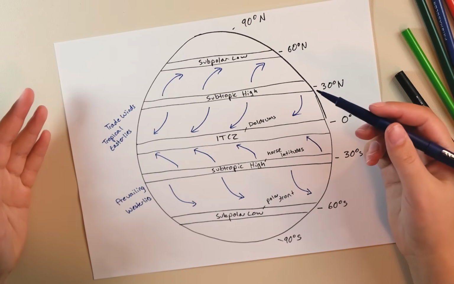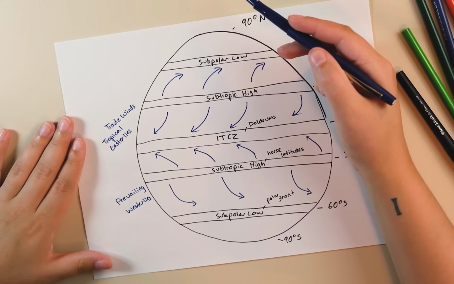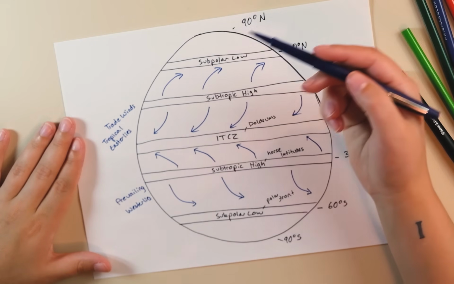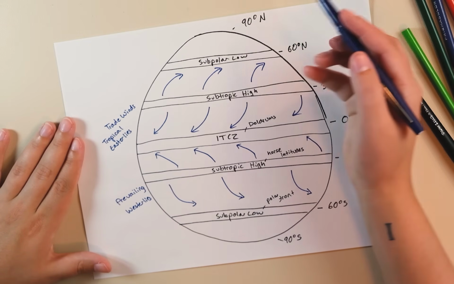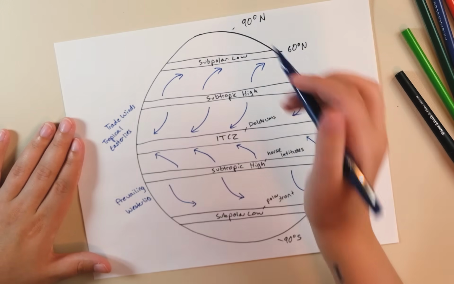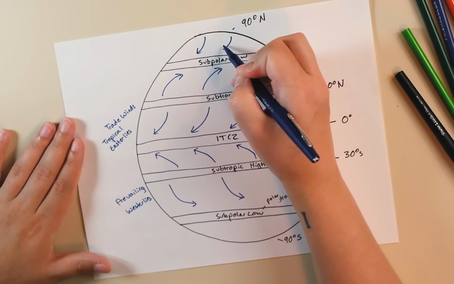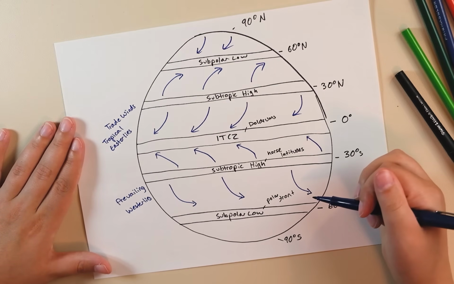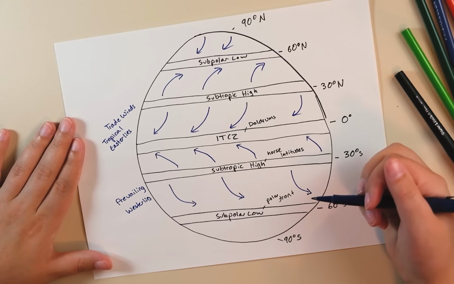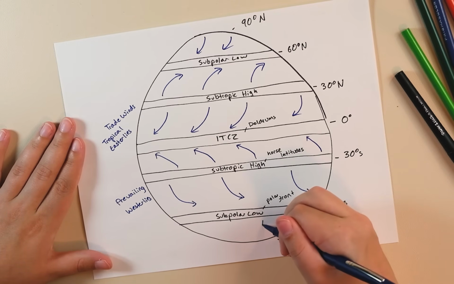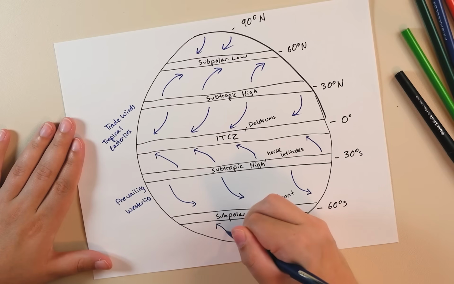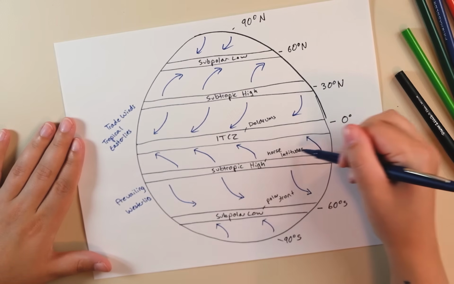The polar easterlies are going to blow from the poles to 60 degrees and from east to west. In the northern hemisphere, these blow from the northeast, so essentially mimicking this sort of a look, going like here. And in the southern hemisphere, these blow from the southeast. So they essentially look like this, similar to the tropical easterlies.